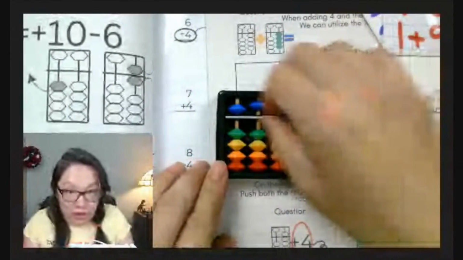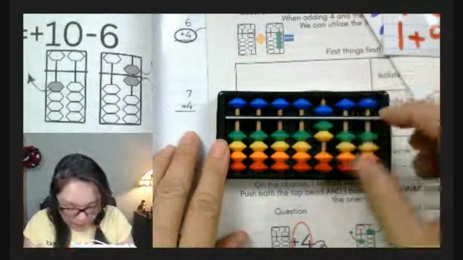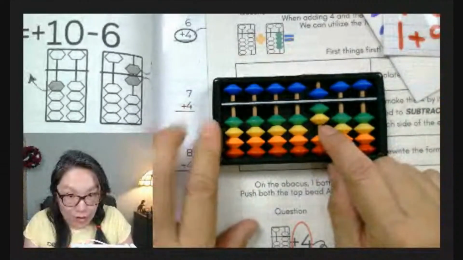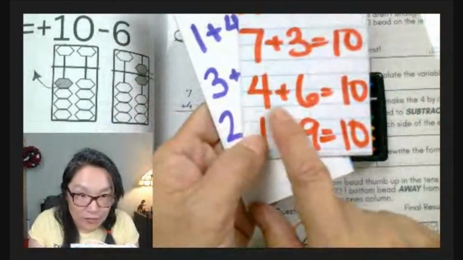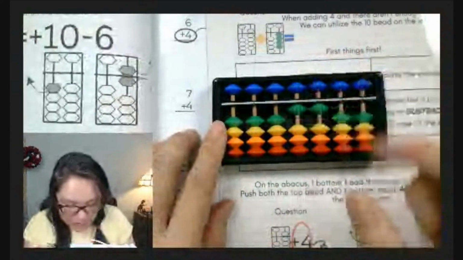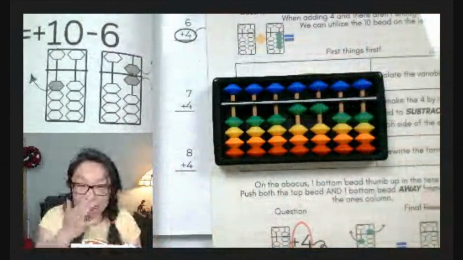So we could do that. I mean, we could do 7. Same thing. We have 7, and then we want to add the 4. To add the 4, what do we do? Well, plus the 4 is equal to plus the 10 minus the 6. I'm going to plus the 10 and take away the 6. And my final answer is 11.